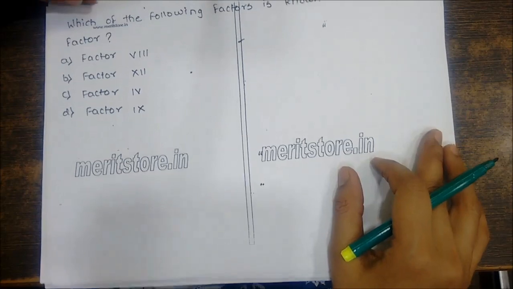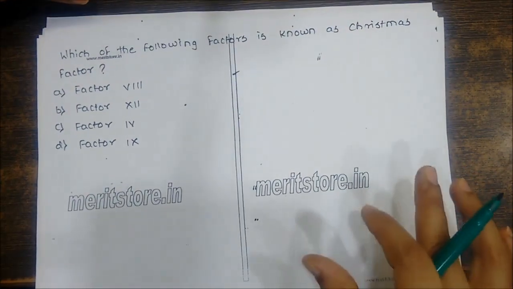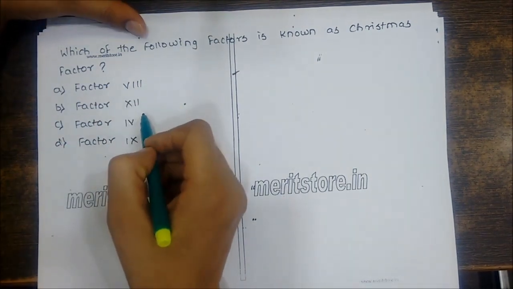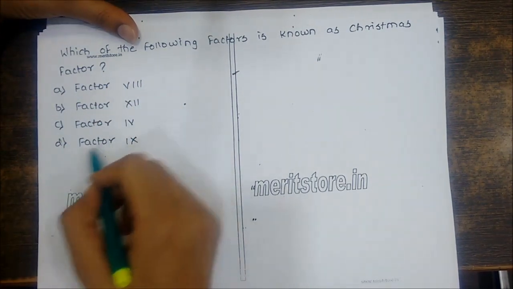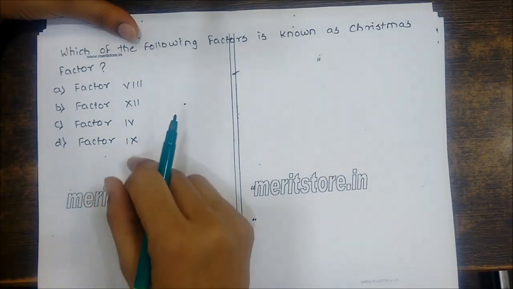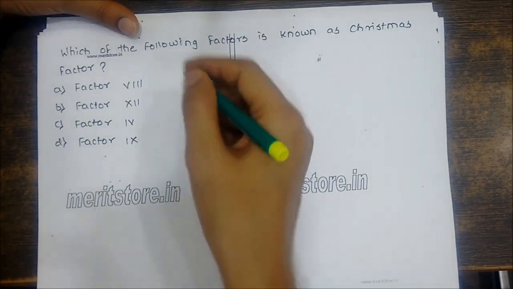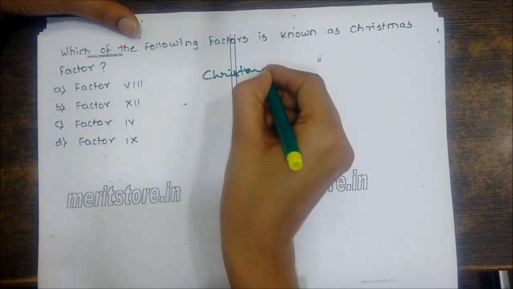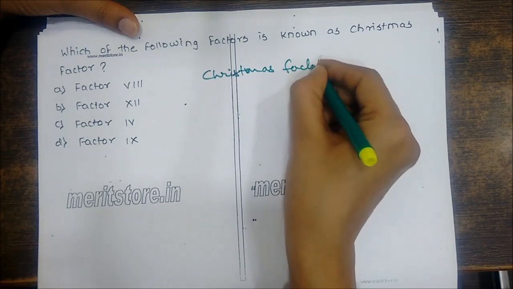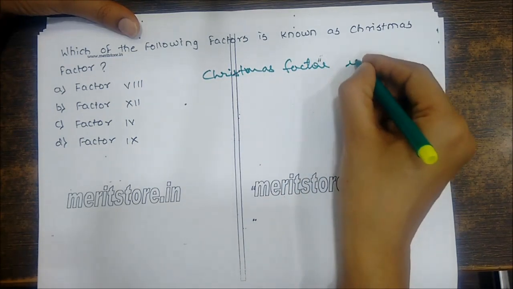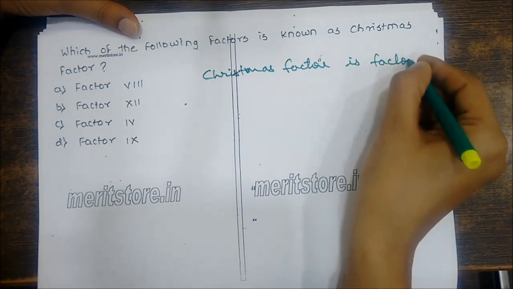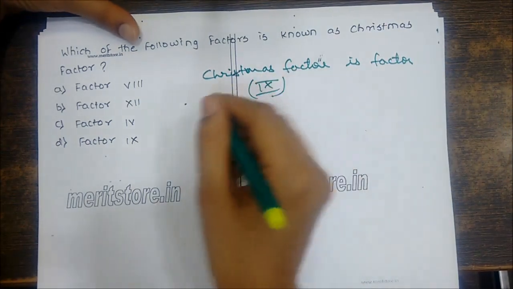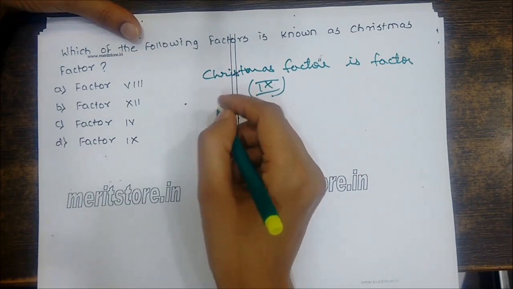Now, which of the following factors is known as Christmas factor? A, factor 8, B, factor 12, C, factor 4, and D is factor 9. Now, what is Christmas factor? Christmas factor is factor 9. It is a plasma thromboplastin component.